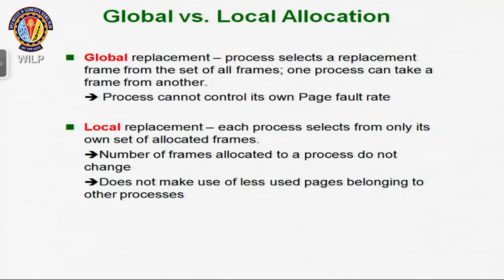Another approach is local replacement, where each process selects the victim page from its own set of allocated frames. Since the replacement is local, it is confined to the process which is executing, and it does not impact the other processes.